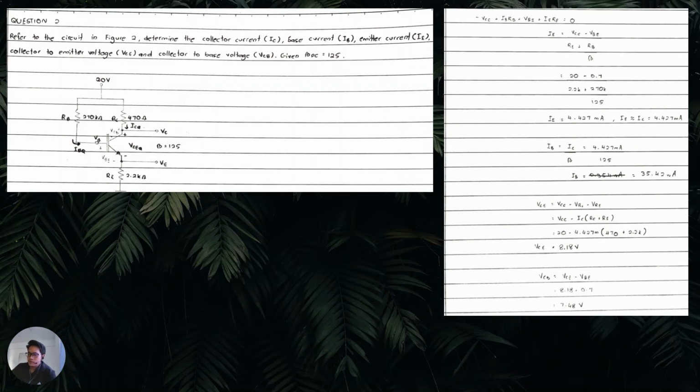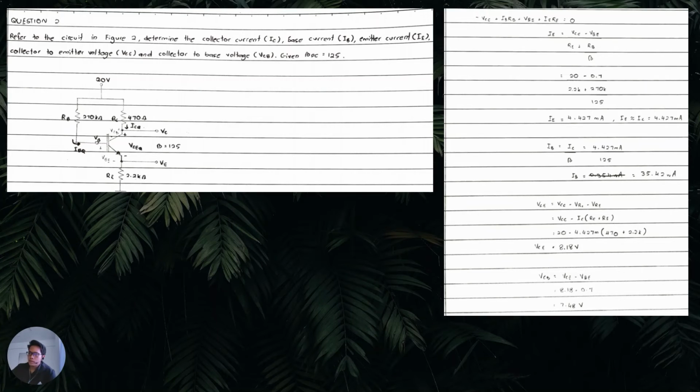Then to search for VCE, we can use VCC, VRC and VRE, which is VCC minus VRC minus VRE equal to VCE. Then we get VCC minus IC times RC plus RE. This is because we factorize the IC from VRC and VRE. Then just key in the values and then we get VCE of 8.18 volt.